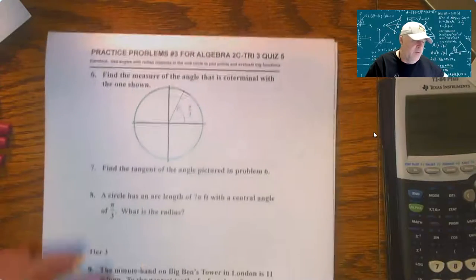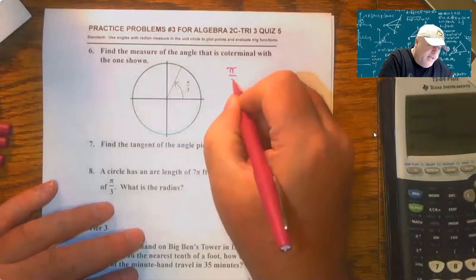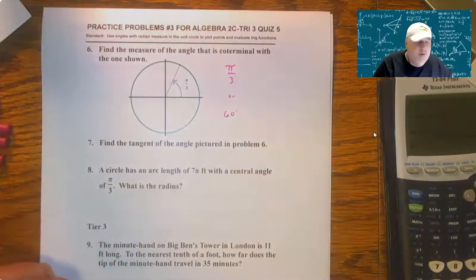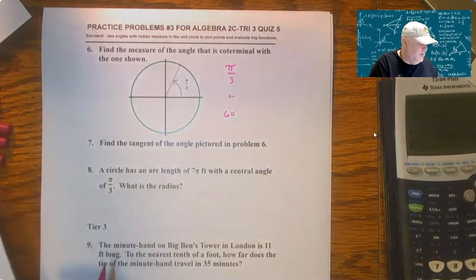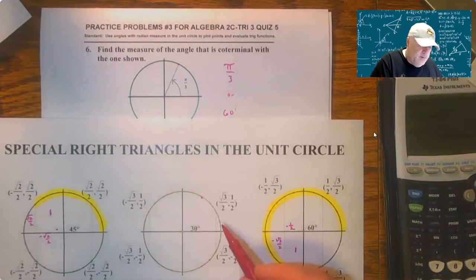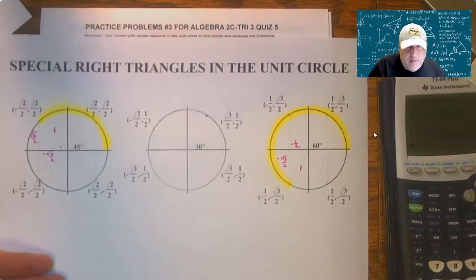Okay, so find the angle that's coterminal with this. So this is just pi over 3 because we're not out of the first quadrant, or 60 degrees. Okay, so you can look on here. It's up to here. So 1, 2, 3, 4. Each little mark on the unit circle is 15 degrees, by the way.